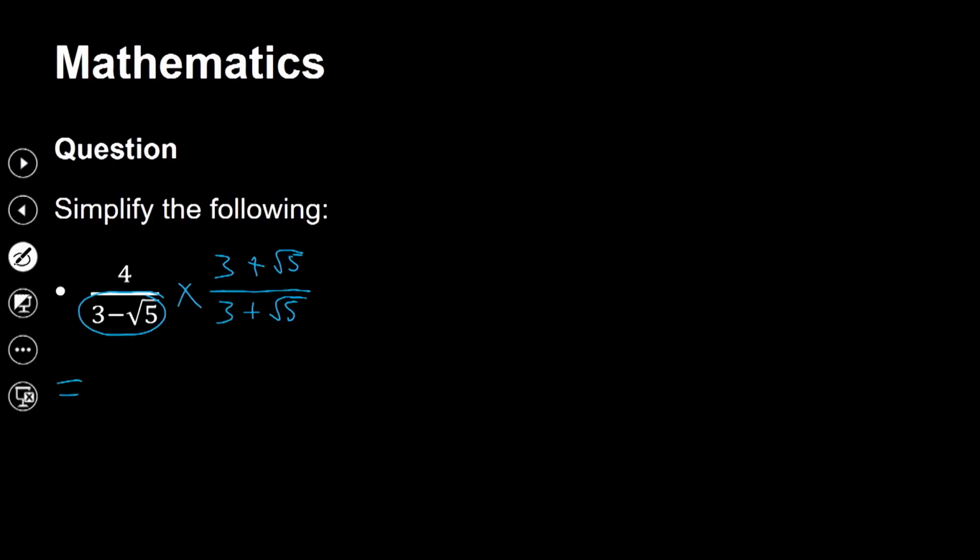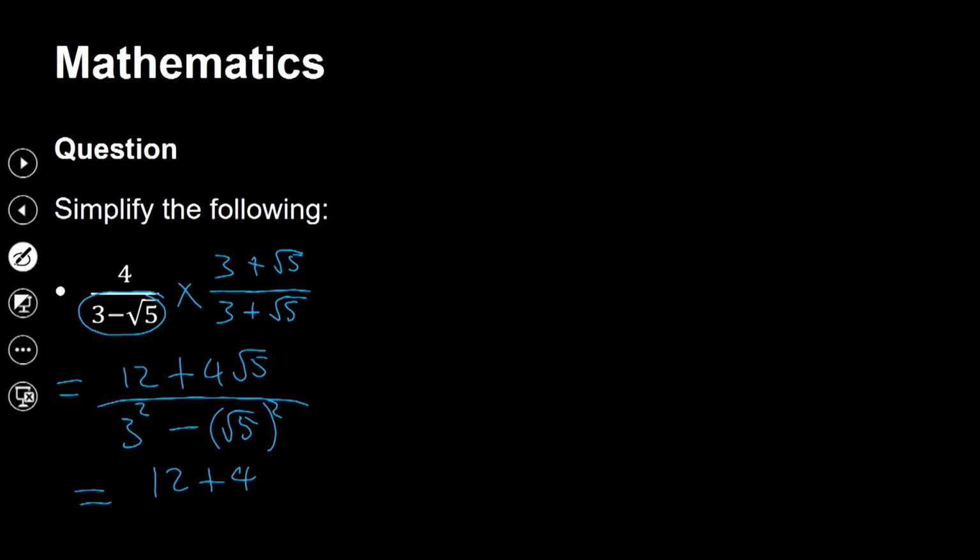So this will equal 4 multiplied by 3 will give me 12, plus 4 multiplied by that will be 4 square root of 5. All of this divided by 3 squared minus the square root of 5 all squared. Remember I said it's going to be a difference of 2 squares. So at the top here, you can't really do anything. That's going to be 5.